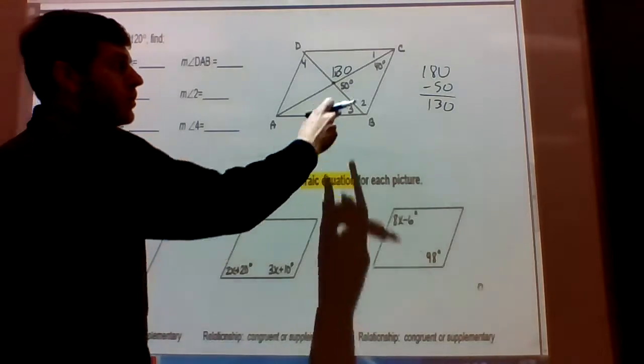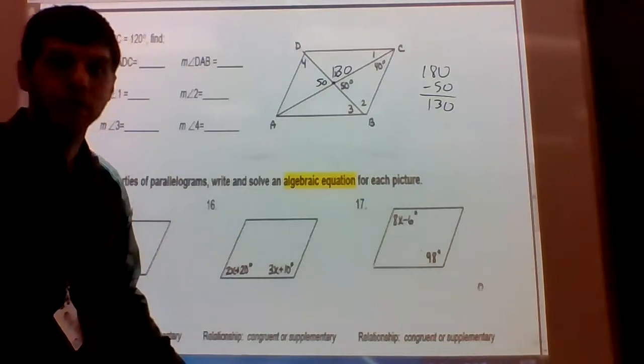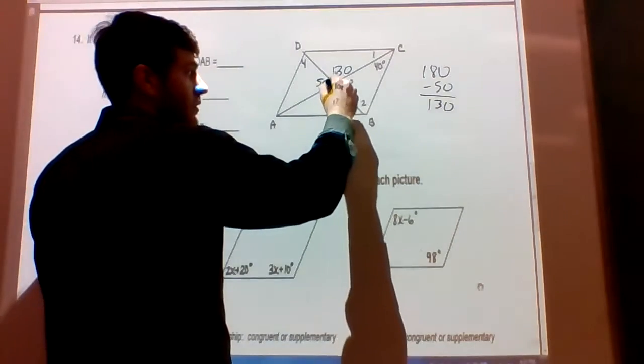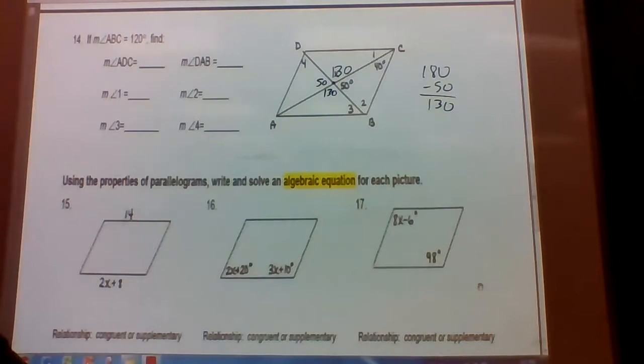And then we know these two angles are vertical angles. So this one's going to be 50 because those are vertical angles. We know this one's going to be 130 because those are also vertical angles.